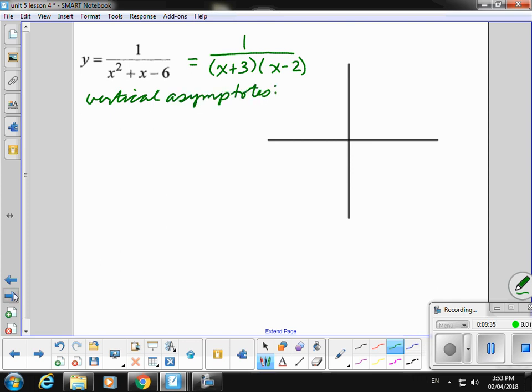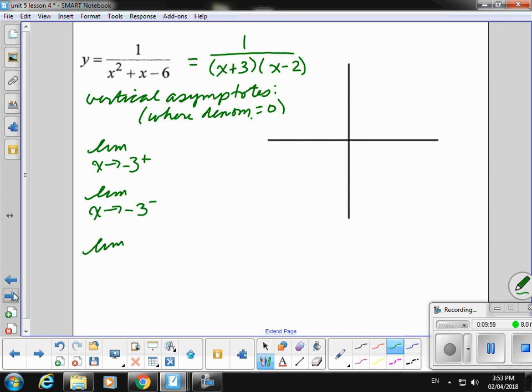I want to see where the denominator is 0. So I am going to look at the limit as my function approaches negative 3 from the right side, and approaching negative 3 from the left side. I want to approach 2 from the right side and approach 2 from the left side. It might get painful. I'm not going to write that out every time. I'm going to call this f of x.